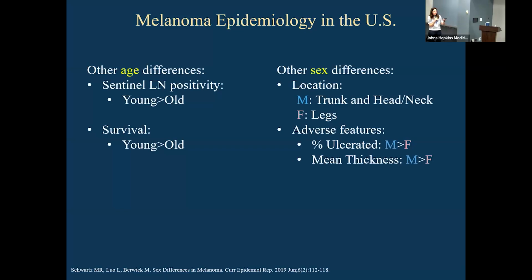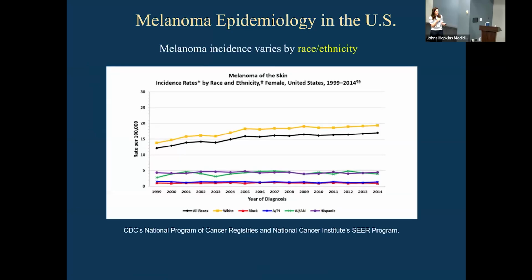For sex differences, we can see that in terms of the location on which melanoma arises, men tend to have melanoma more commonly on the trunk or the head and neck, and in women, the most common location is the leg. We also see more adverse features of melanoma in men compared to women. So more of the melanomas are ulcerated in men, and the thickness tends to be greater in men.